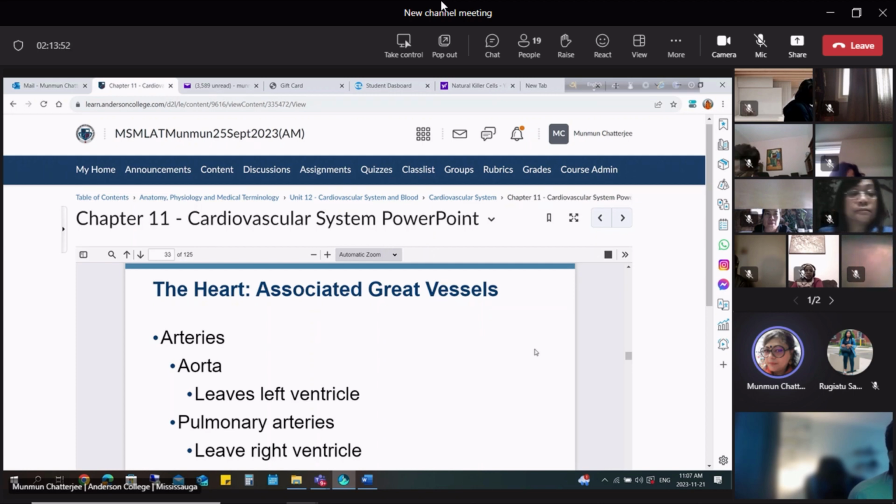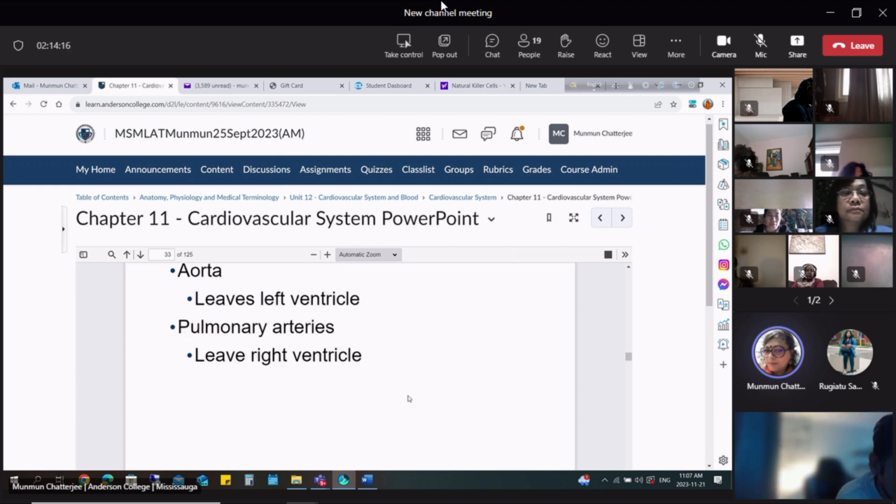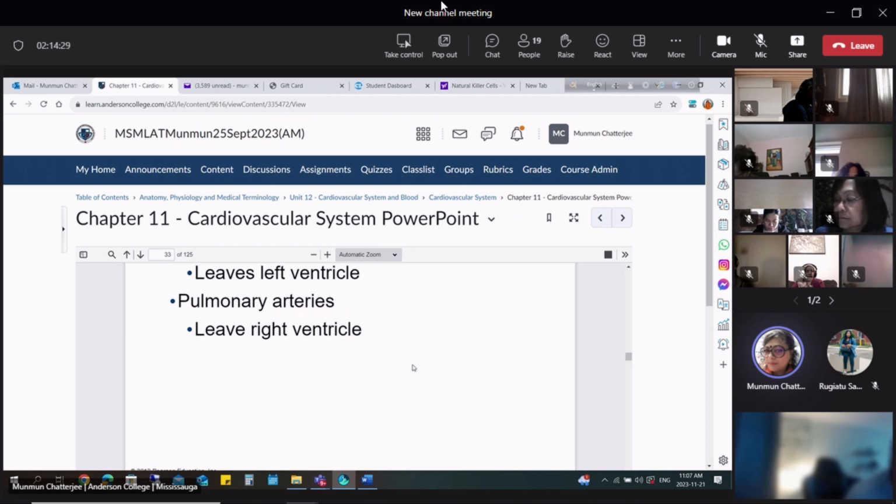The pulmonary artery leaves from the right ventricle. Why is it named the pulmonary artery? Because its destination is the lungs. The artery originating from the right side of the heart and going to the lung is called the pulmonary artery, and it carries only deoxygenated blood. It is the only artery in the whole circulatory system that carries deoxygenated blood.